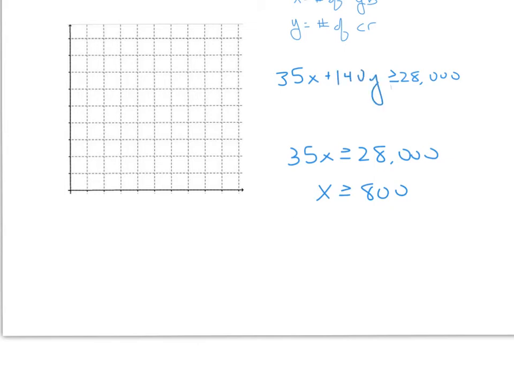Okay, now this time I'm going to cover this guy up, right? Cover up. And so now I'm going to divide by 140. So I have 140y greater than or equal to 28,000. So now when I take 28,000 and divide by 140, I end up with 200. All right. Okay, so now I have 800 on my x, so I need to get out to 800. So I'm just going to count by 100s.